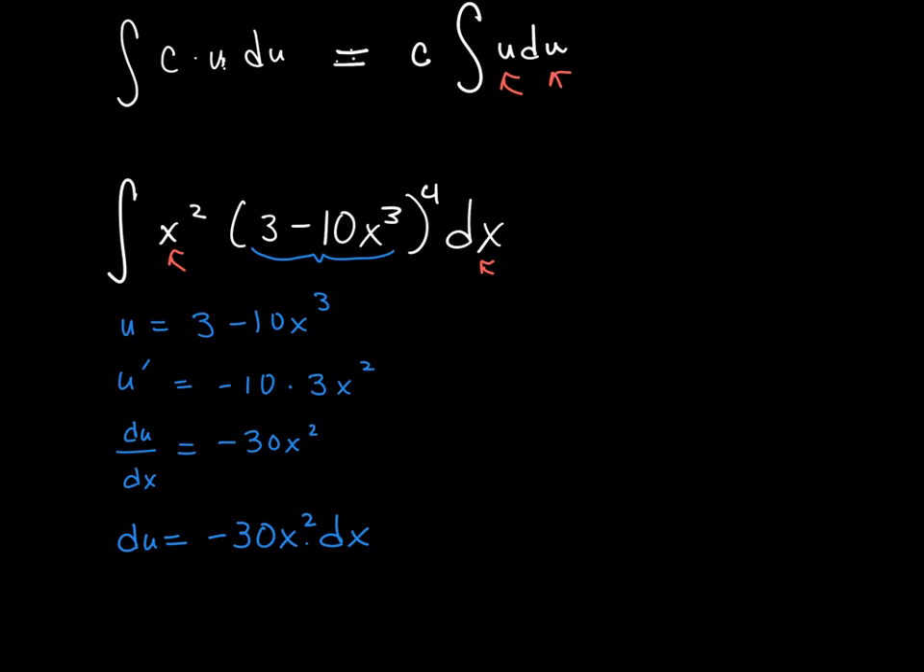I'm looking at this. du is negative 30x squared dx. I don't have that negative 30. Now, like I said, if you can see how to do this in one step and just go directly to the u substitution, fine. But what I want to show you is doing this one step at a time. So what we want to do here is solve this for dx.